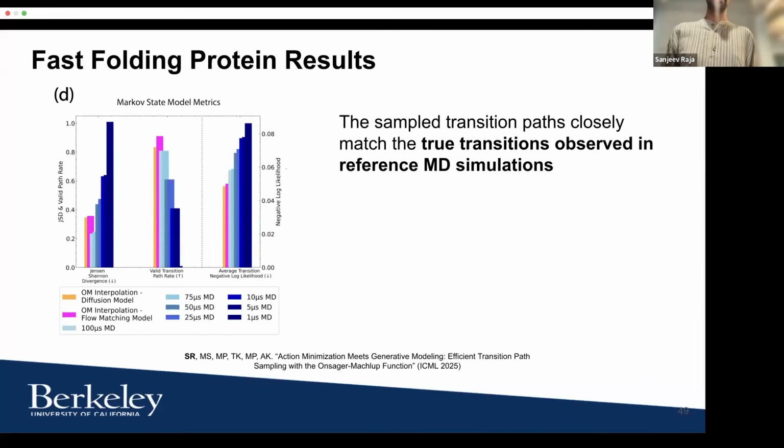To be more precise, for the metrics we're computing here, what are we comparing against? It's not long equilibrium MD trajectories, but actually sampling, as they do in their paper as well, discrete transition paths from the Markov state model.